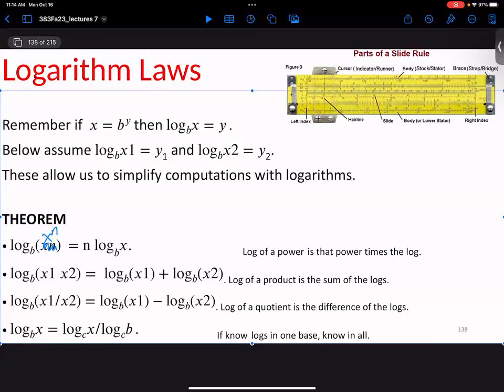Right? Mathematics is all about reducing things to things you already know. If I know how to do this, I just try to convert it back to something I already know. That's my go-to.